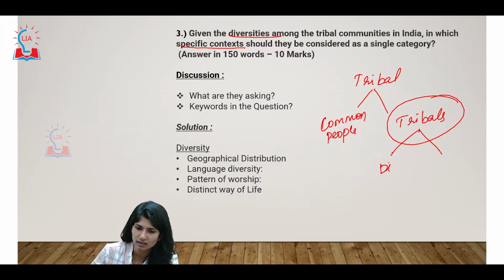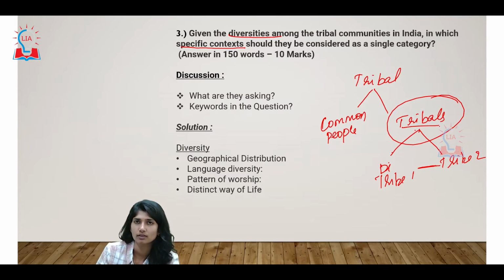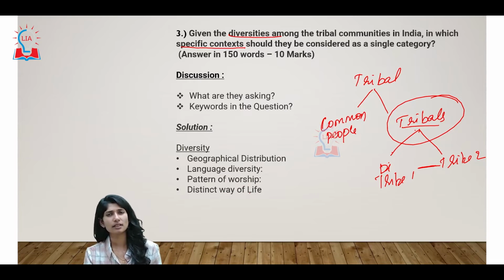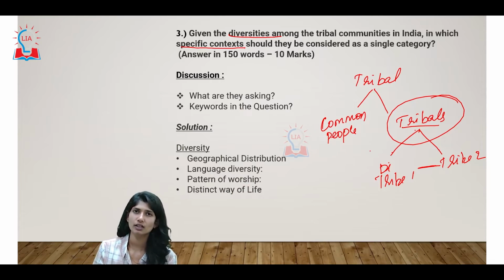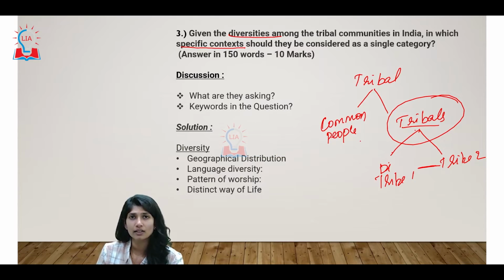We have seen diversities here. Tribe 1, tribe 2, like that we have n number of tribes, right? Irrespective of the fact that they have these differences, in what context should they all be considered under one category, tribals? Now here, what is the diversity among them? The geographical distribution, language diversity, pattern of worship, distinct way of living. Basically, every tribe has its own distinct features. Each tribe has its own way of praying, its own way of eating, its own way of living life. Each tribe is concentrated in a different region. That is why we cannot just club them all under one thing.